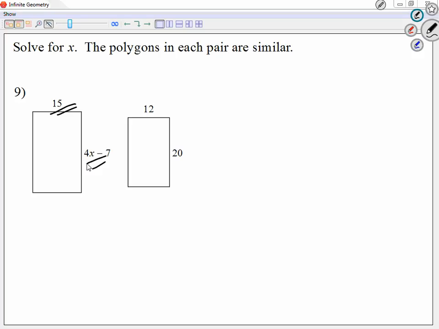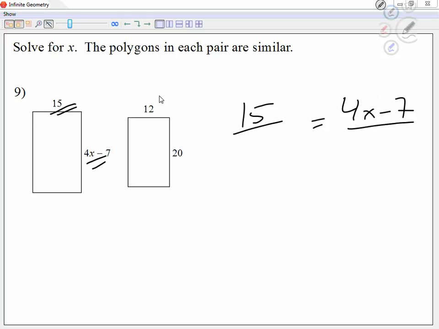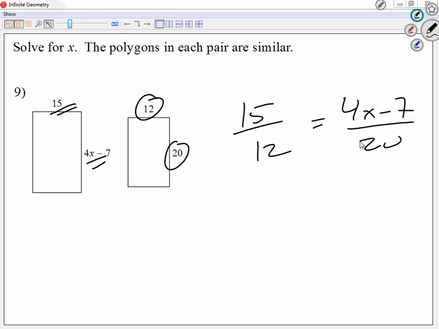Which one is smaller? 15. So 15 and then 4x minus 7. Remember, I list them from small to large. From the other figure, I'm going to use the numbers 12 and 20. That one we can tell which one's smaller.